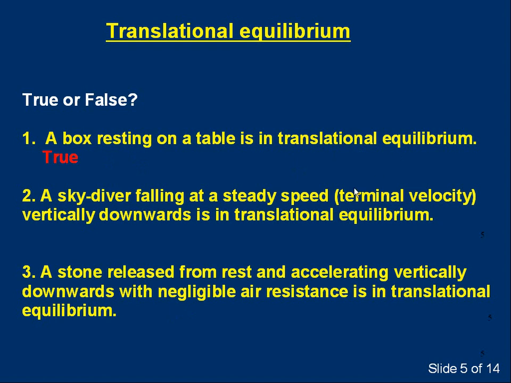A skydiver falling at a steady speed, so-called terminal velocity, vertically downwards, is in translational equilibrium. Well, it's a steady speed and it's in a straight line because it says vertically downwards, so it's a constant velocity. So that is also a state of translational equilibrium. It's a true statement. There are forces on the skydiver, but their weight is pulling them down, and that's exactly balanced by the drag, the air resistance, upwards. So the resultant is 0.